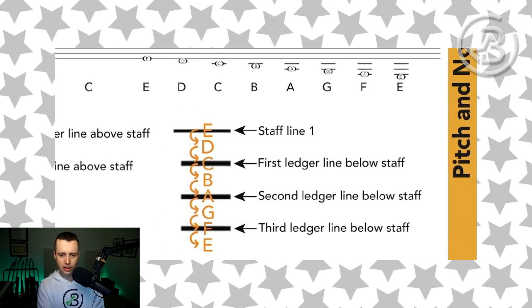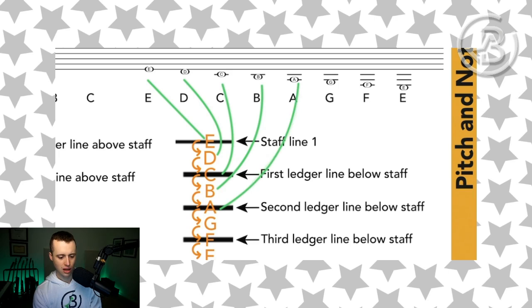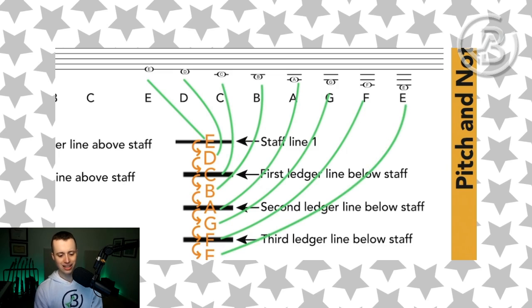So let's look at this connection here. So staff line 1, we have an E. Right below the staff, we have a D. On ledger line number 1, we have a C. Right below ledger line 1, we have a B. On ledger line number 2, we have an A. Below ledger line number 2, we have a G. On ledger line number 3, we have F. And below ledger line number 3, we have an E.